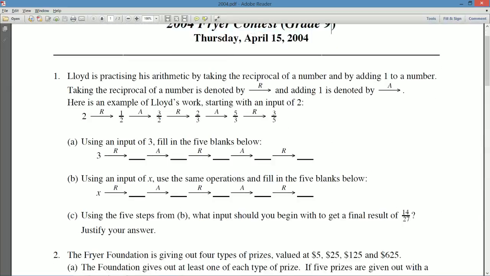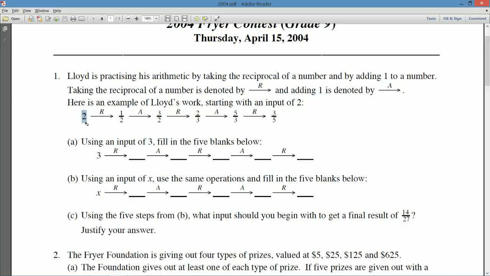So, question number 1. Lloyd is practicing his arithmetic by taking the reciprocal of a number and by adding 1 to a number. Taking the reciprocal of a number is denoted by an arrow with an R over top, and adding 1 is denoted by an arrow with an A on the top. R for reciprocal, A for adding. Here's an example of Lloyd's work, starting with input 2.